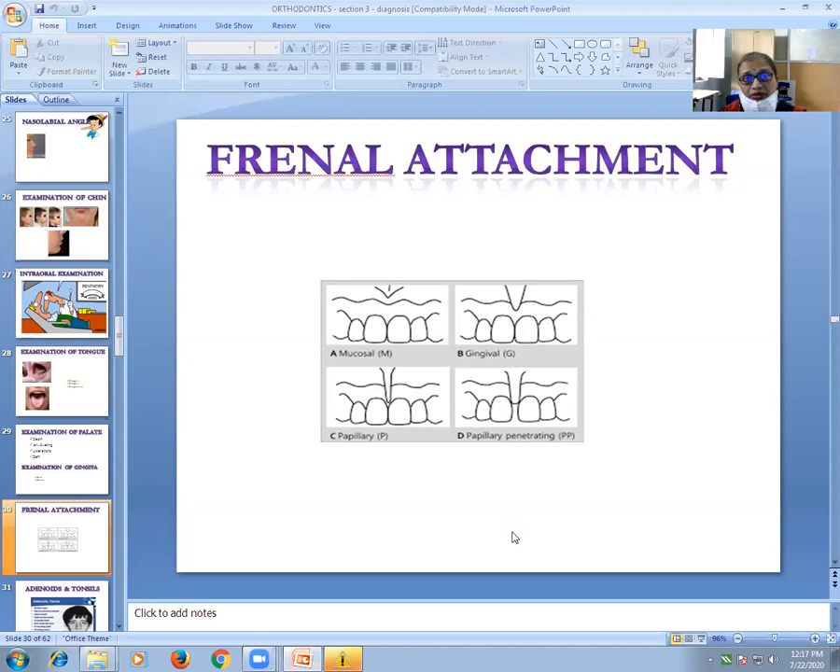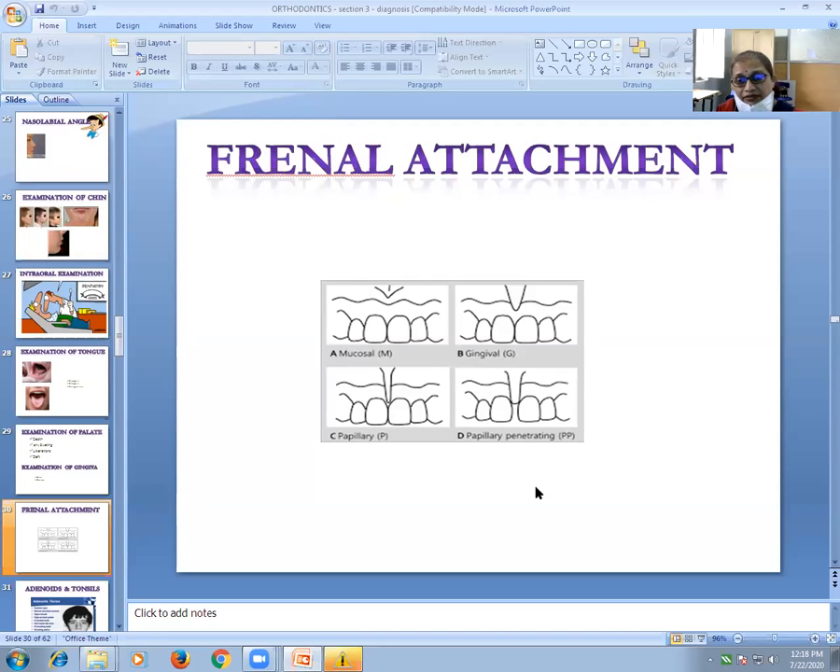So there are two schools of thought. One says it should be prior to the treatment, prior to space closure. One says it should be after the space closure. If you do a frenectomy prior to closing the midline diastema, there will be scar formation. You will surgically remove that frenal attachment, so there will be scar formation.